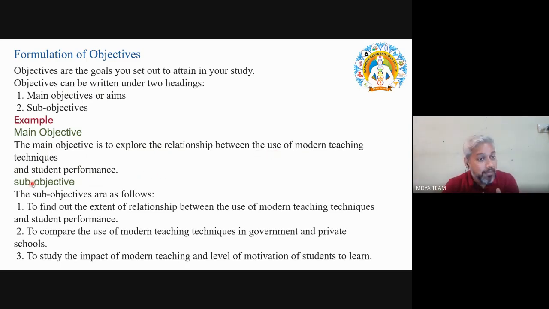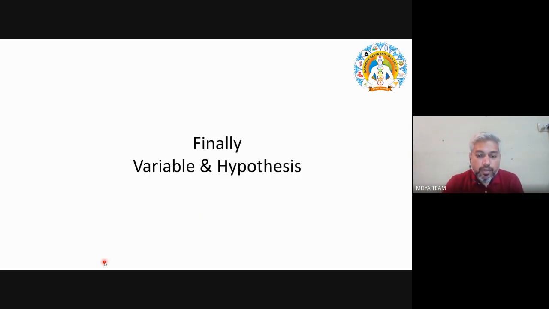And what are the sub objectives? The sub objectives are as follows: to find out the extent of relationship between the use of modern teaching techniques and student performance, right? We use different kinds of action verbs in sub objectives: to expand, to compare, to study, right? This kind of thing we do in sub objectives. So this has completed our hypothesis testing and first step.